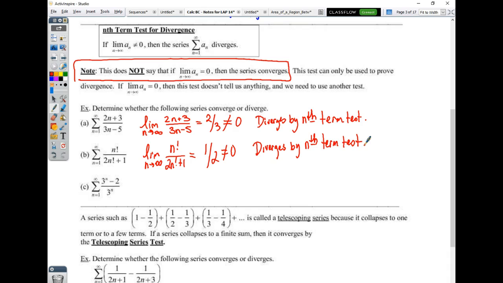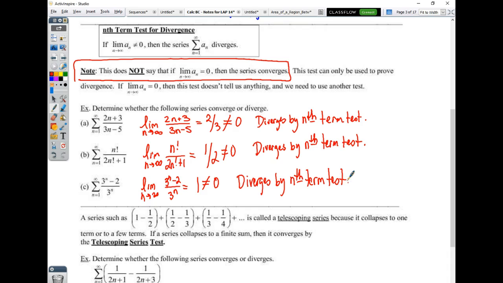Letter C, we take the limit as n approaches infinity of 3 to the n minus 2 over 3 to the n. What do we get? One. And 1 is definitely not equal to 0, so we say diverges by nth term test for divergence.